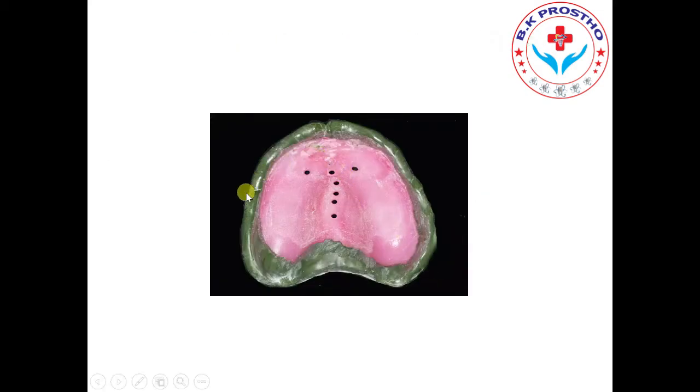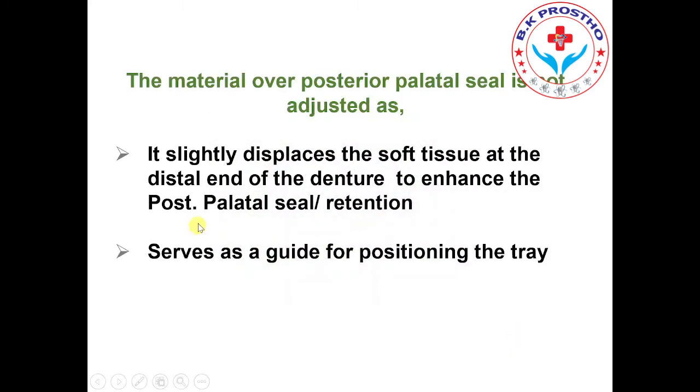So this is a bottom molded maxillary custom tray in which we have removed the wax spacer and made holes just to relieve the impression and reduce the border all around. We should not adjust the post-palatal seal area. Why? Because it slightly displaces the soft tissues at the distal end of the denture to enhance the post-palatal seal and improve the retention. It also serves as a guide for positioning the tray in the patient's mouth while recording the secondary impression.